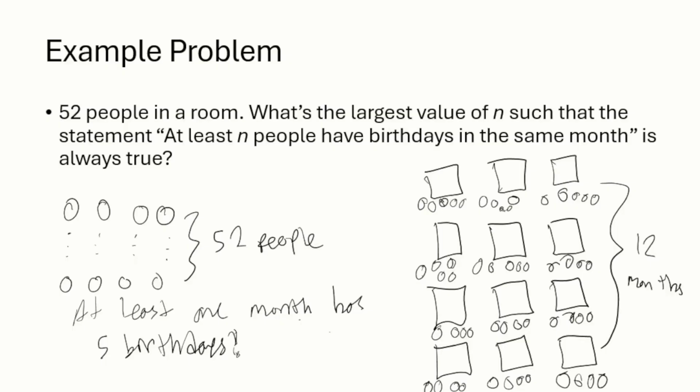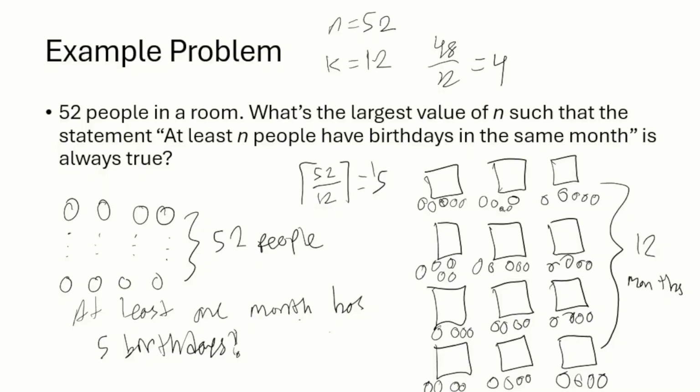Wow, that's horrible! There we go. And this is an example of the pigeonhole principle where n, our number of items or number of people, equals 52, and k, our number of boxes or number of pigeonholes, or in this case number of months, equals 12, and the least number possible is the ceiling of 52 over 12, which equals 5, since we know that 48 over 12 equals 4. And thus, our answer to this question is going to be 5.